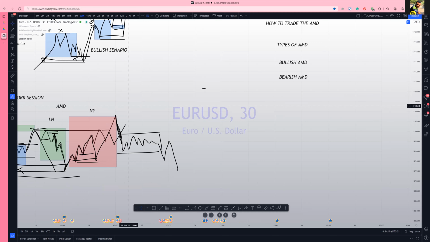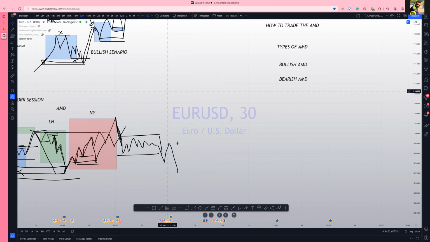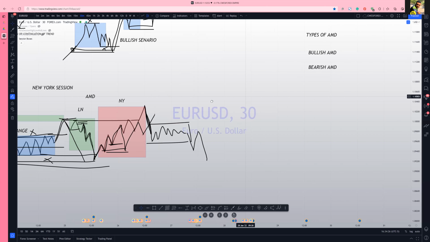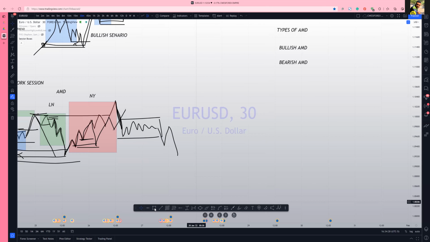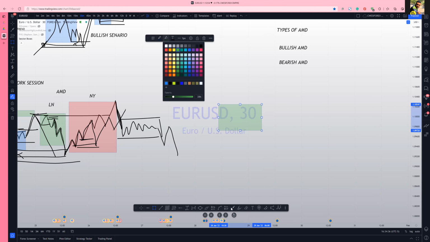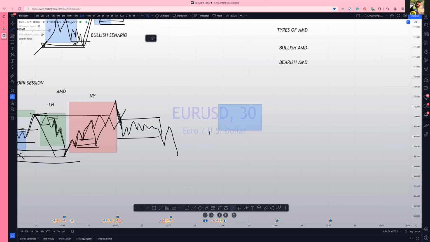It's for the bullish AMD. So let's use this as a bullish AMD. And let's have a bearish AMD. Well, let me go over it all again. So we have the accumulation session. We use blue. And we have price.